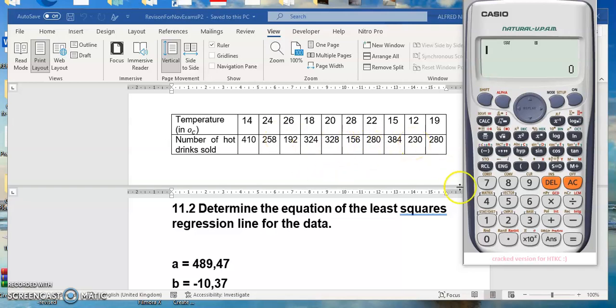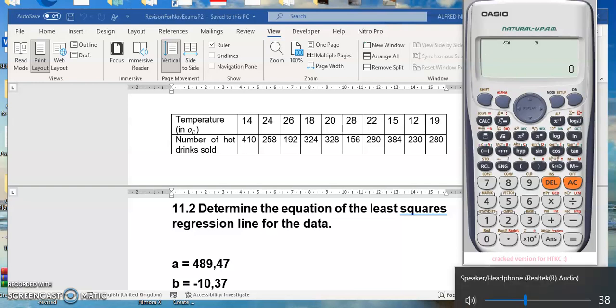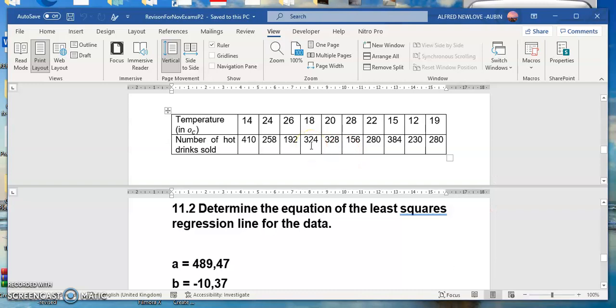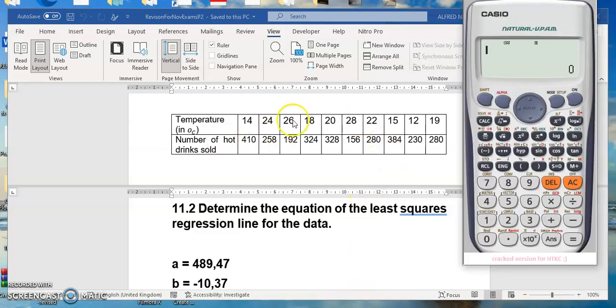I want us to continue our preparations for our final exams. So we are now continuing paper 2 on statistics. Now the question says, using this table, determine the equation of the least square regression line for the data. How are we going to do that?